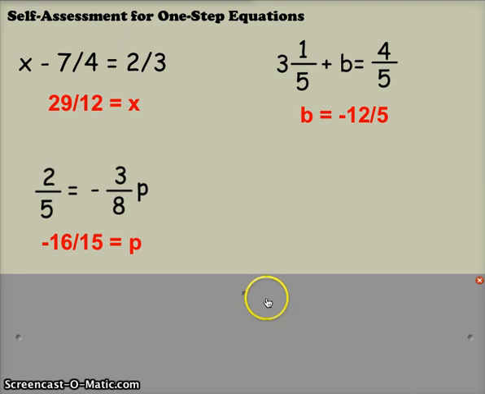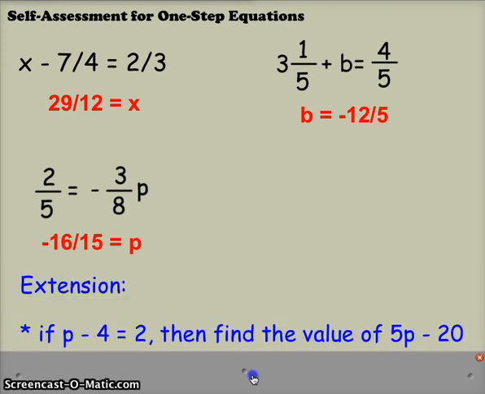And let's try an extension problem. If you're told that p minus 4 equals 2, then what's the value of 5 times p minus 20? Well, you should have first figured out what p equals. If p minus 4 equals 2, that means we can add 4 on both sides to figure out that p equals 6. 6 minus 4 equals 2.